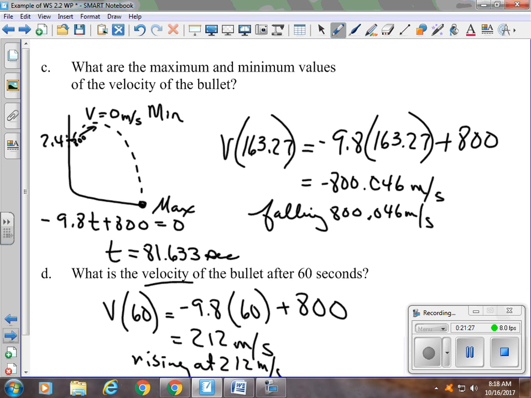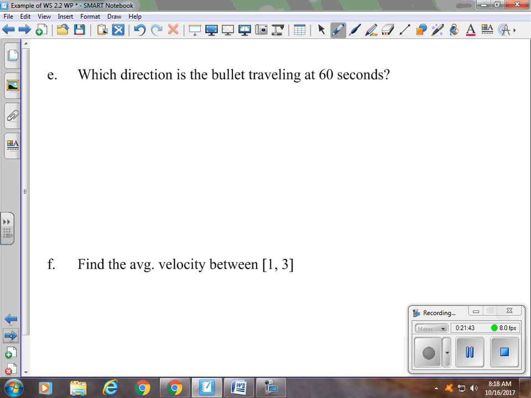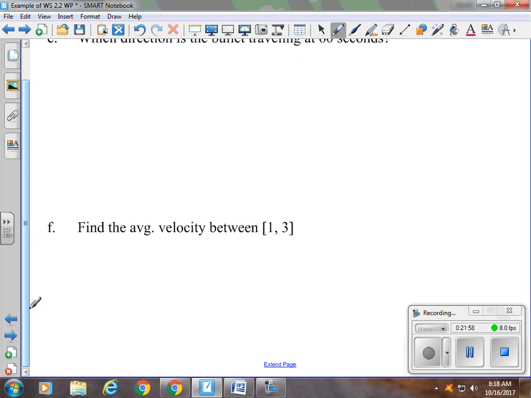So it's not just hitting the ground that we set equal to 0 for the position, but we also sometimes set velocity equal to 0 to find out when it changed directions. Because that would be the split second of when it changed from going up to down. All right, so we know that at that 60 seconds it was going up because it had a positive velocity. Now we know why. Because it took 81 seconds before it started turning negative. Does that make sense?